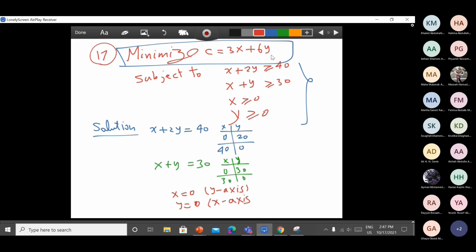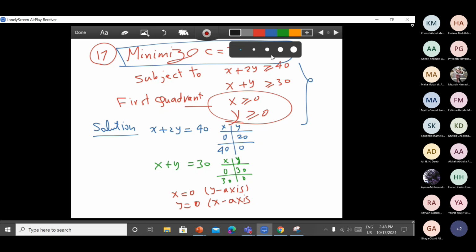Because I have x positive and y positive, so I'm only in the first quadrant. This means first quadrant. First quadrant, or the first quadrant in Arabic. First quadrant. Okay. Let's graph it.